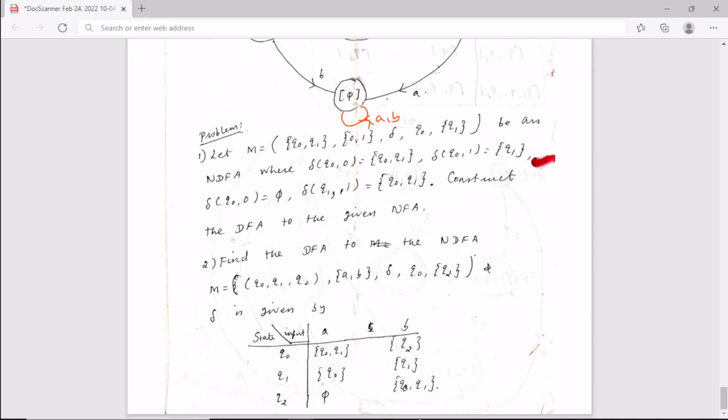Hope you got a clear understanding about how to convert an NFA to an equivalent DFA. So these two examples are for your reference. Okay, do it yourself. Thank you.